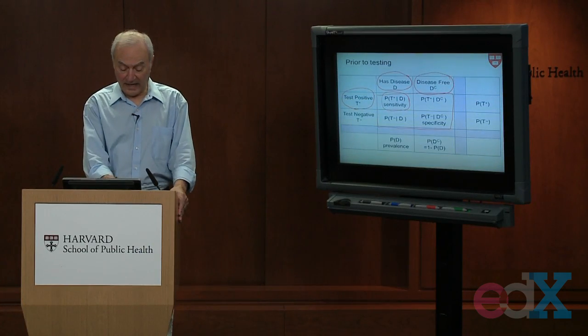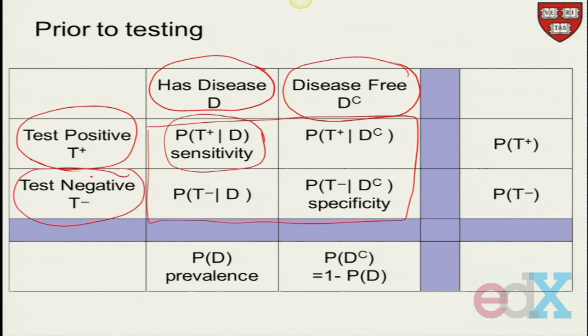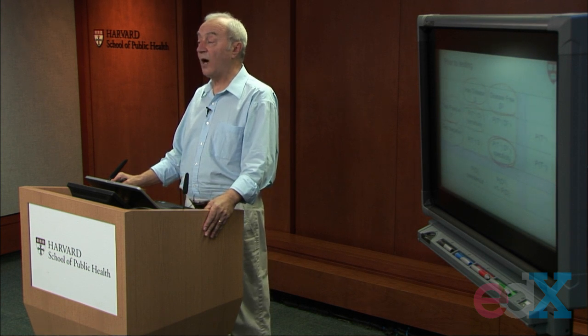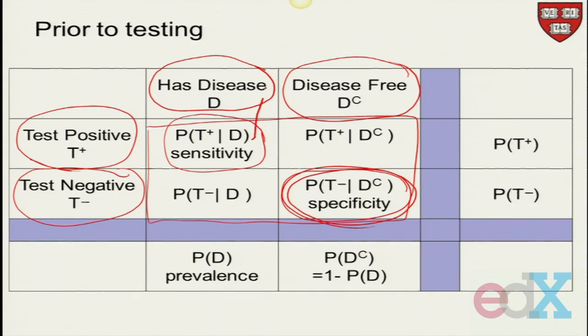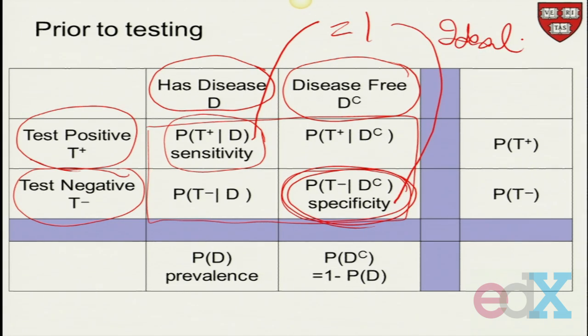How about testing negative? Well, when should it test negative? When a person does not have the disease, it should test negative. That's called the specificity. Ideally, we would love a test where the sensitivity is equal to 1 and the specificity is equal to 1. So for an ideal or perfect test, we have sensitivity and specificity equal to 1.